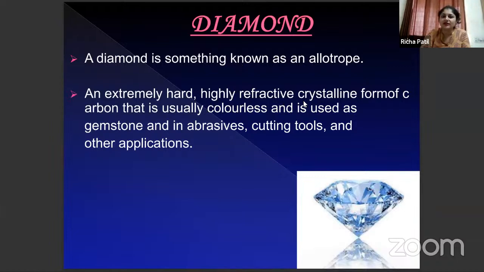It is a highly reflective crystalline form of carbon that is usually colorless, and it is used as a gemstone and in abrasives, cutting tools, and other applications. You know diamond is hard. It has a higher refractive index. It is colorless. It is used in gemstones. It is used as cutting tools and other applications.